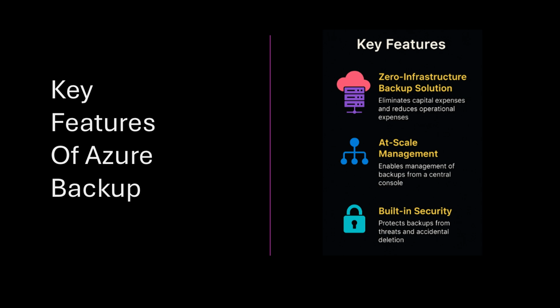From the data plane section of the diagram, you can see critical security features like RBAC, encryption, and soft delete are automatically built in. These protect your data in transit and at rest, and offer safeguards against ransomware, accidental deletion, and insider threats. Soft delete allows recovery even after malicious deletion attempts. You can also enhance protection using private endpoints and alerts to detect suspicious activities.